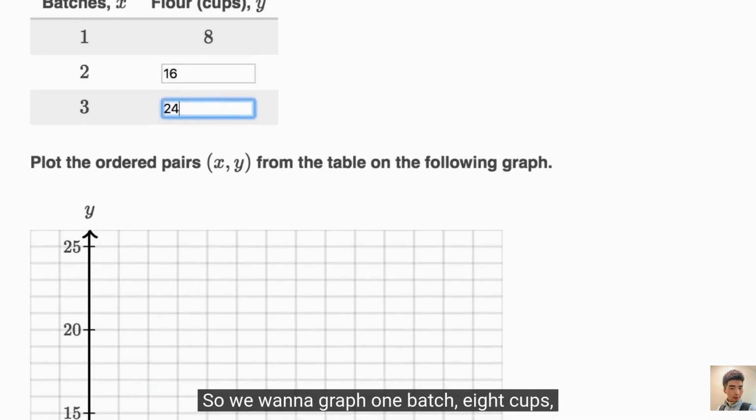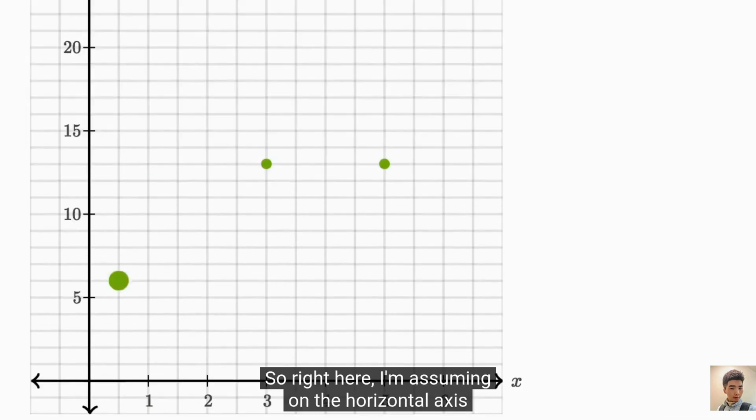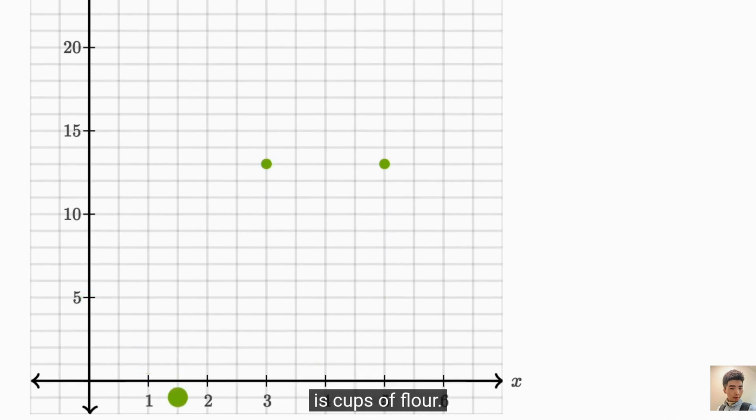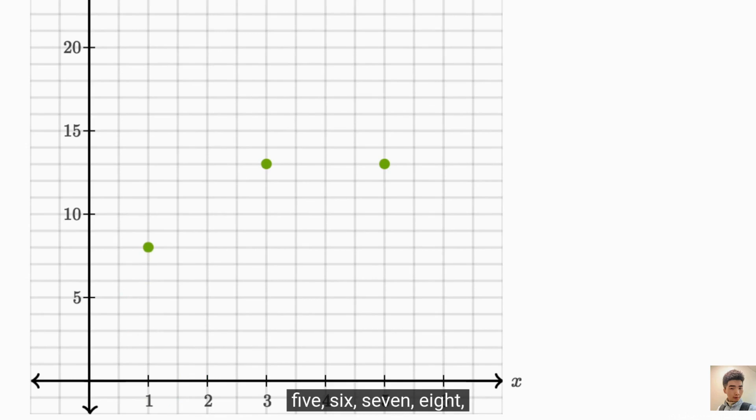So we want to graph 1 batch, 8 cups, 2 batches, 16 cups, 3 batches, 24. So let's do that. Okay, so right here, I'm assuming on the horizontal axis, that is our batches. And then on our vertical axis is cups of flour. So for every batch, we need 8 cups of flour. So one batch is 8 right over here, 5, 6, 7, 8.